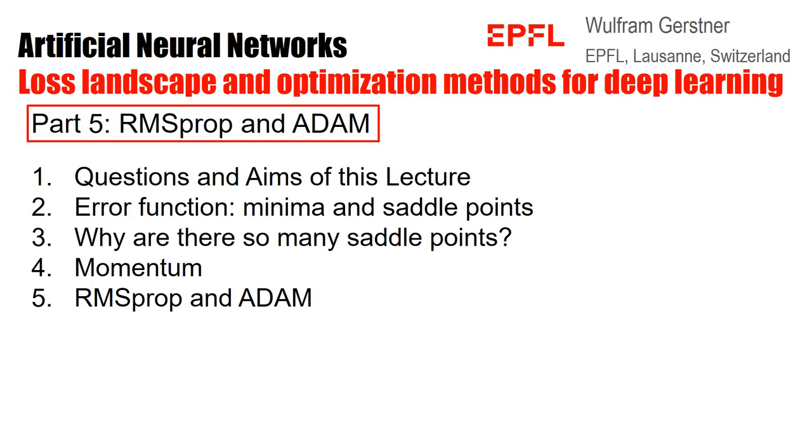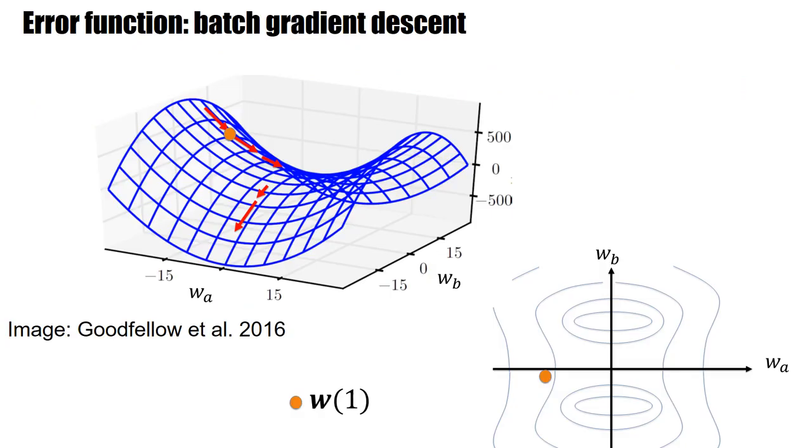Welcome to the lecture series on deep learning in artificial neural networks. This video covers RMSprop and ADAM, two widely used methods for gradient descent in the context of mini-batch updates. Let us consider downward movement on an error function that may contain a saddle.